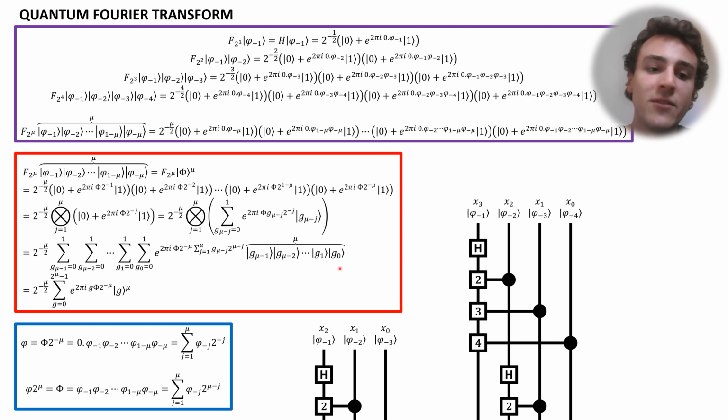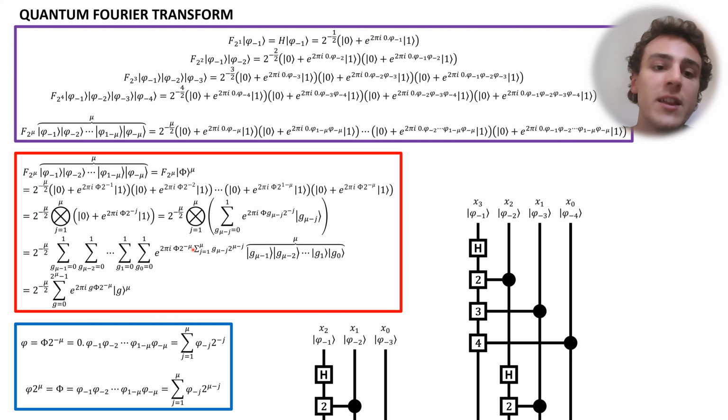So we can write this in a far more compact way. Instead of thinking about all of the individual bits in this bit string, we can write this as a single value. So this can be written as the value g, and we can just have a single sum going from g equals 0 up to 2 to the mu minus 1. And we have the same normalization coefficient that has remained out the front. And what about this complex exponential? Well, we have e to the 2 pi i, g, capital Phi, and then 2 to the minus mu. So this is analogous to the discrete Fourier transform. So what have we actually done in this red box?